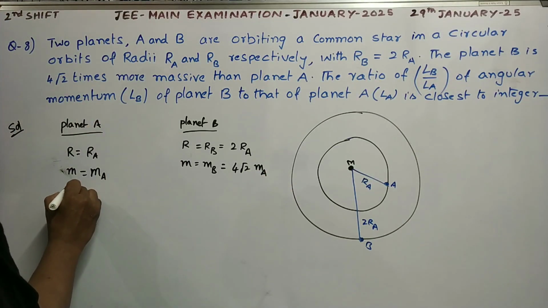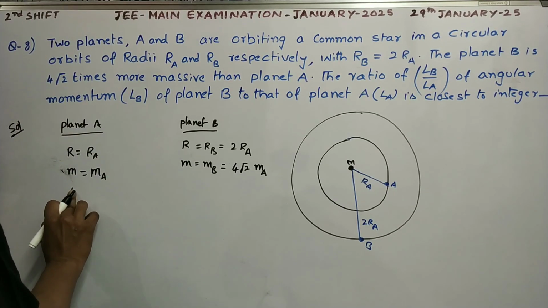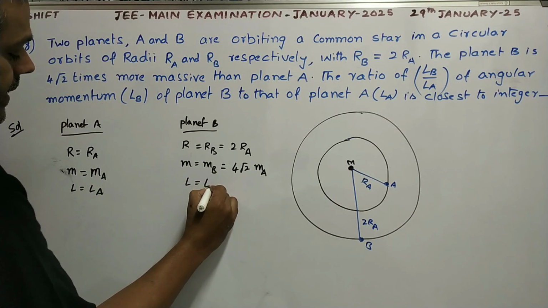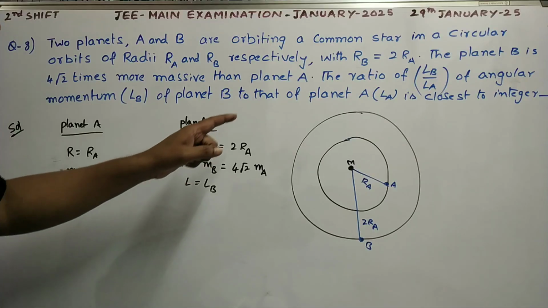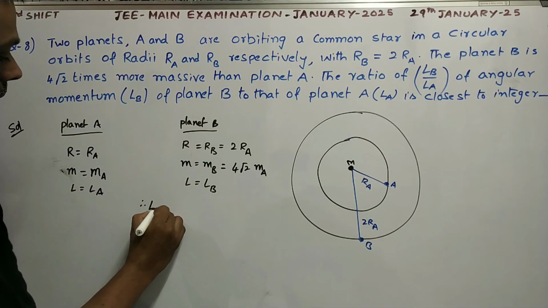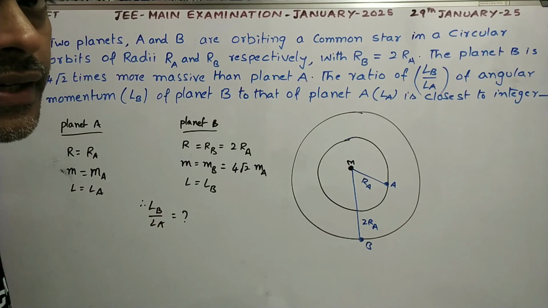Next, what is being asked? The angular momentum of planet A is LA, and the angular momentum of planet B is LB. What is asked is the ratio of LB by LA. Therefore, LB by LA is equal to what? This is what is being asked.